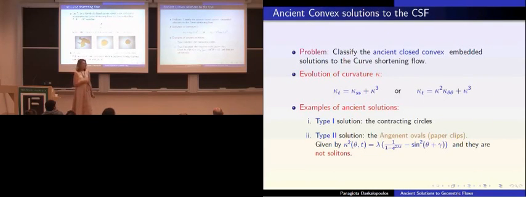Now, for our purposes, we looked at first the simplest possible case, which is a convex ancient solution of the curve shortening flow, and we asked how many of those do we have. And definitely the circles are such things, because they are ancient solutions. As t approaches minus infinity, the diameter goes to infinity, the radius goes to infinity. But there are some other examples that we're going to see in a second.